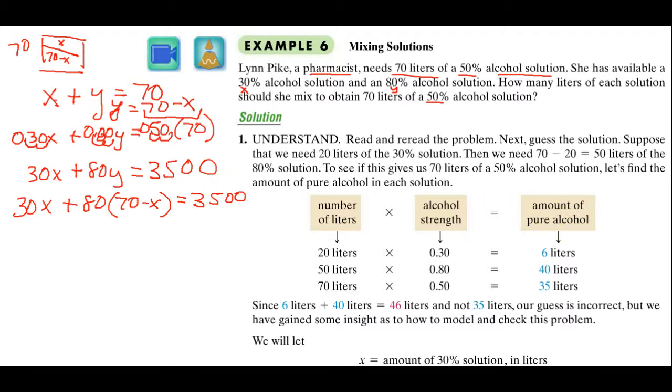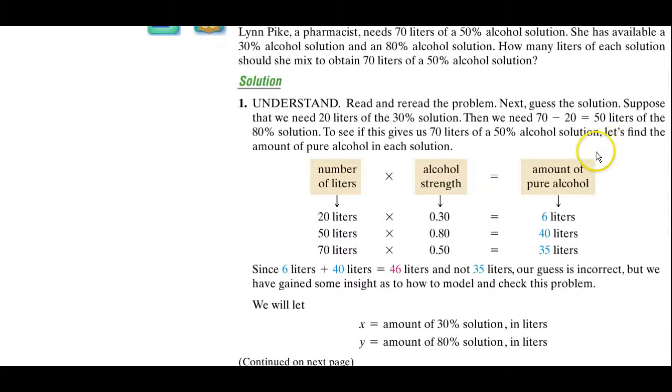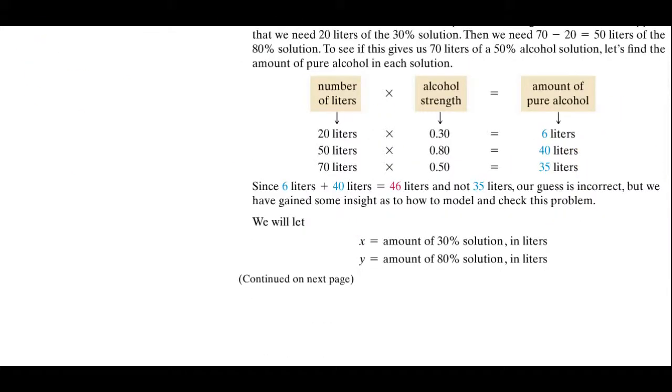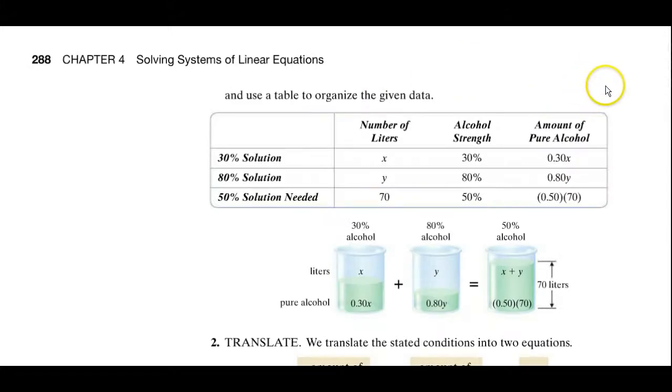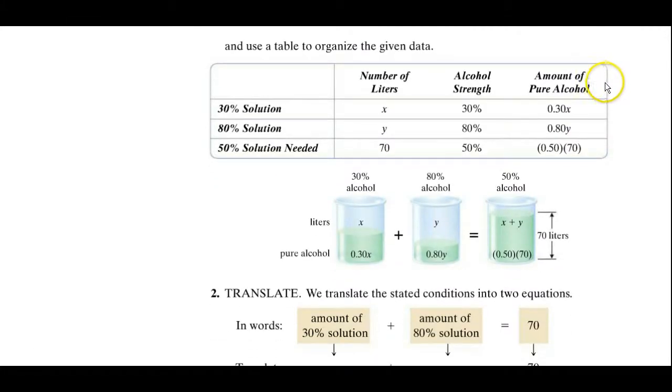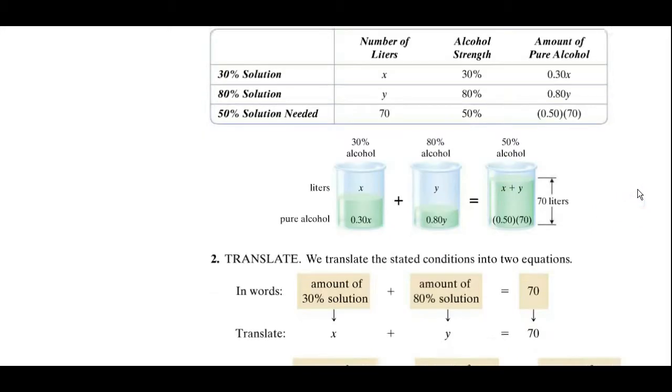Now I could continue solving that, but let's look at what they're giving us here as well. So there's our number of liters of the first solution, of the second solution. Here's its strength. So this is the amount of alcohol, and we want to have 70 liters at a 50% strength, and then that is our equation.